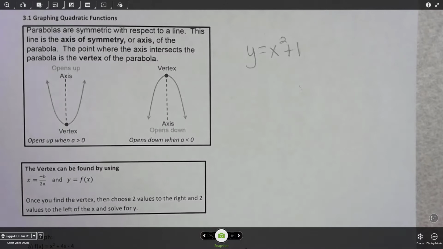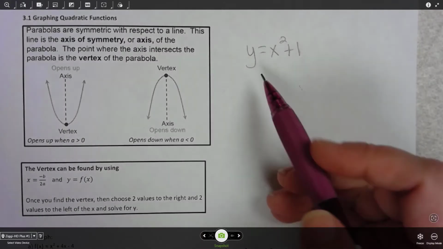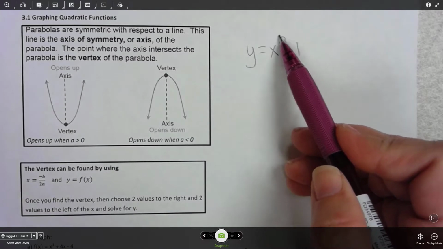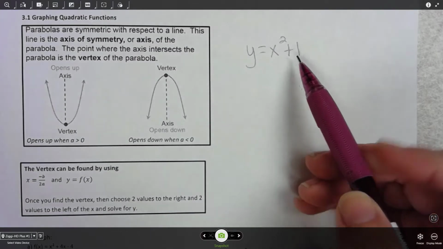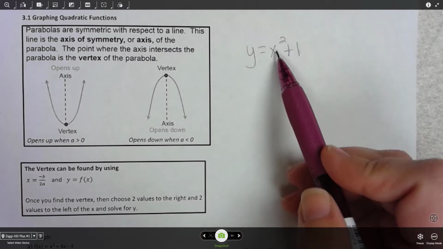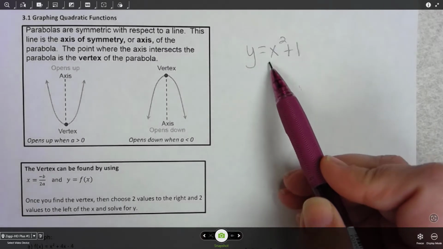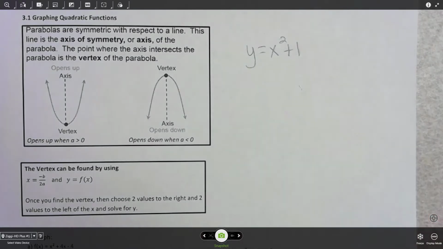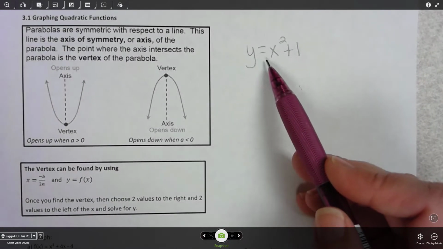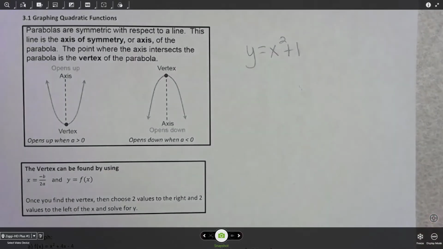Now the difference in what we're going to look at today is that in those that we graphed earlier, that was just the parent function plus or minus a number. So we were missing the b term, the middle term, and the coefficient was 1. The ones we're going to look at today are going to have the b term, and there may be a coefficient other than 1 on our x squared.